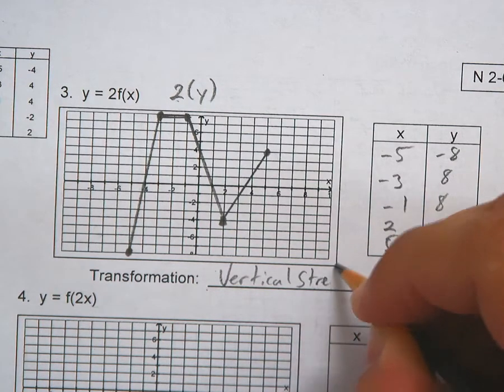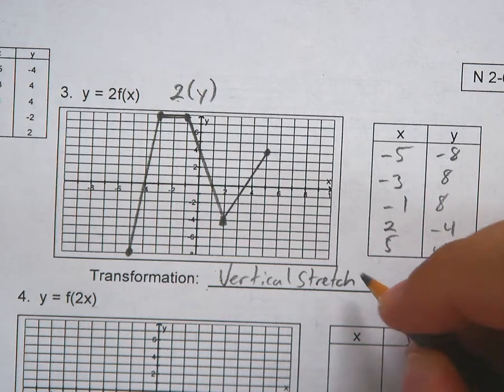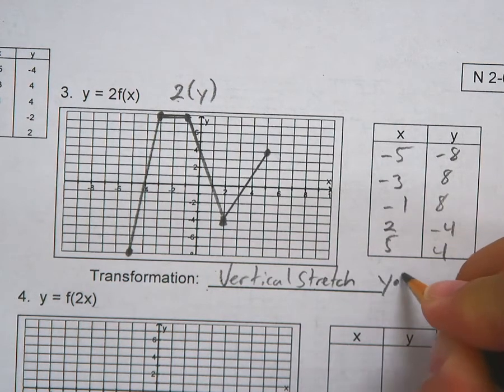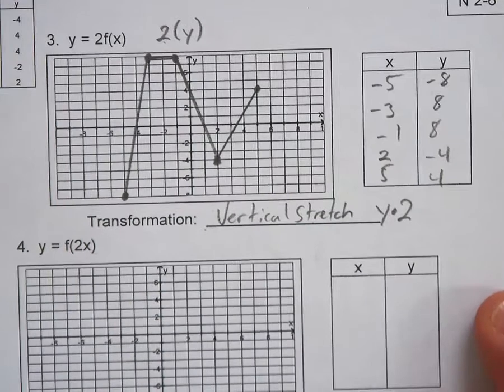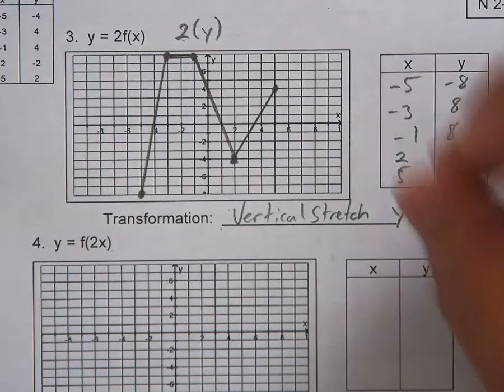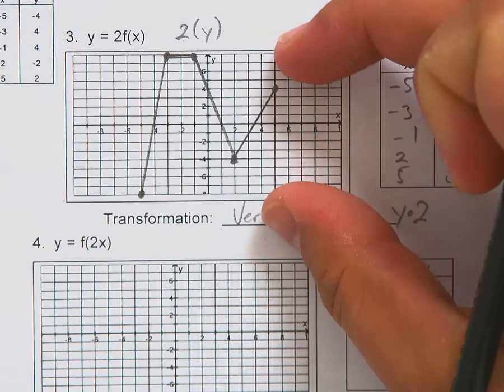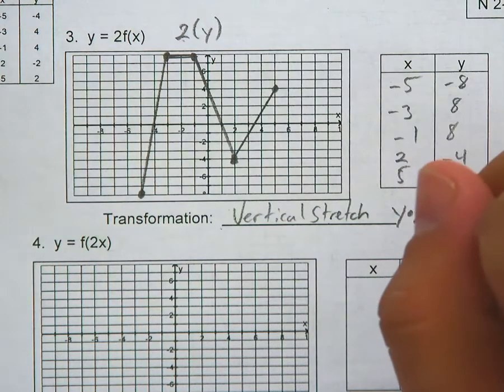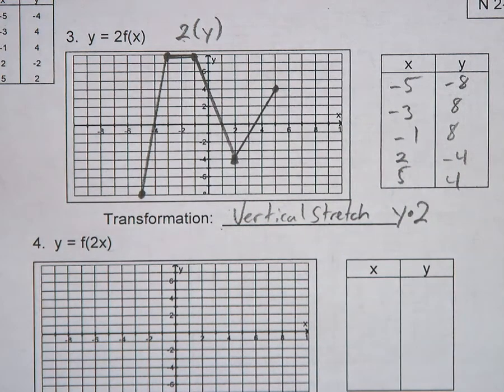Vertical stretch, or y times 2. It's a vertical stretch. You're taking your y's and you are stretching them across the axes by 2, by a factor of 2. Okay, vertical stretch.